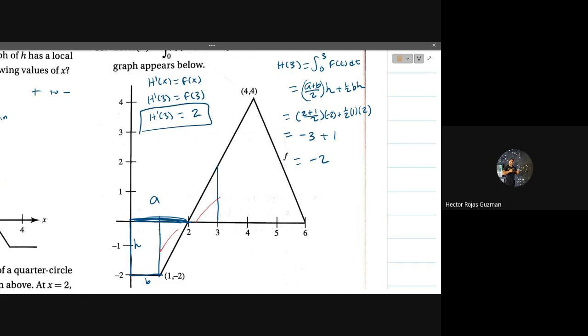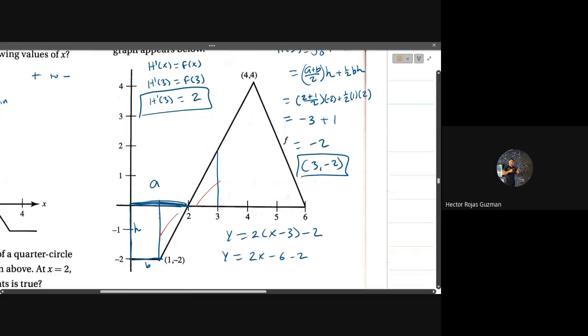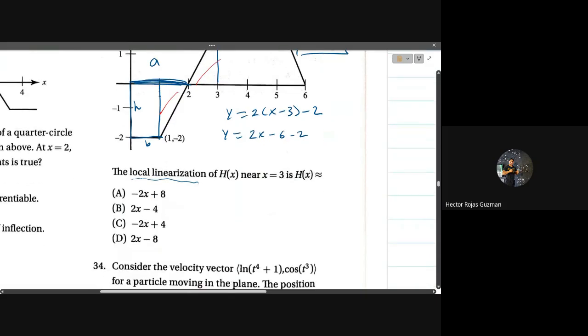So now I got my slope and I got my point. I can make my tangent line now. Y equals m, x minus x1, plus y1. But they have it in slope-intercept form. So then it's going to be 2x minus 6 minus 2, which gives us 2x minus 8.